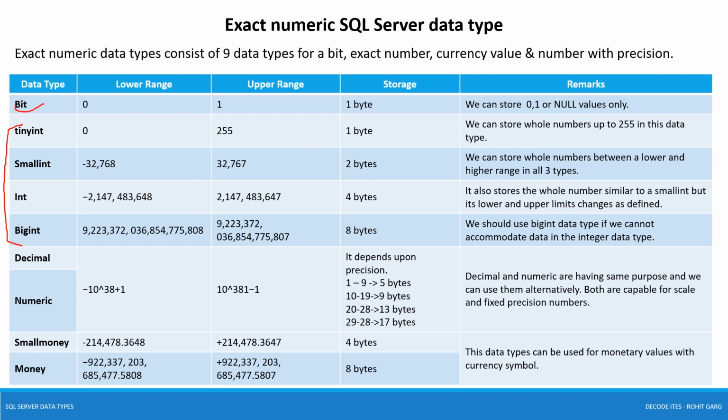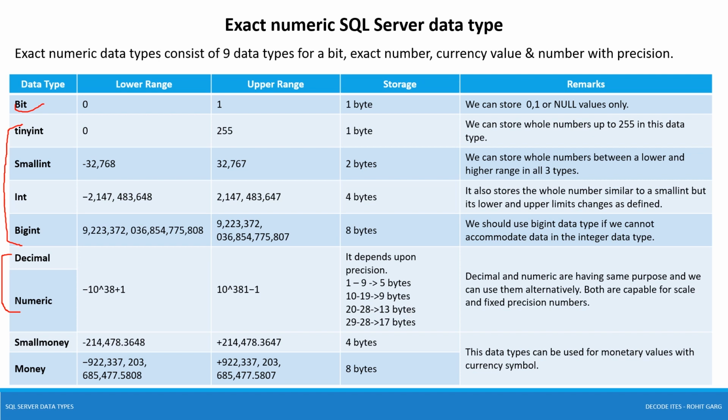Similarly, numeric and decimal have the same purpose and we can use them alternatively. Both are capable of scale and fixed precision numbers. The storage requirement of decimal and numeric completely depends on the precision value.